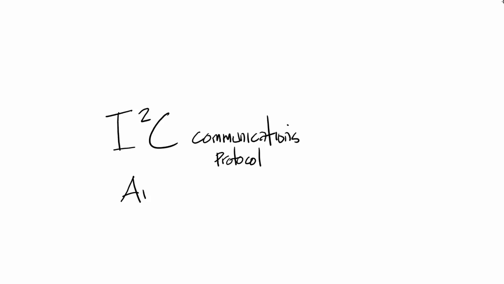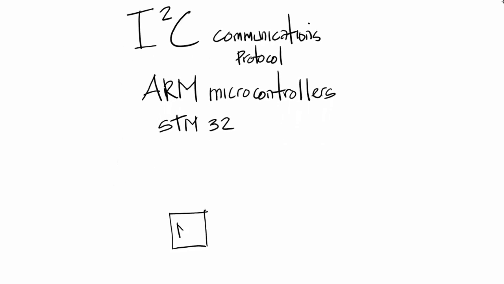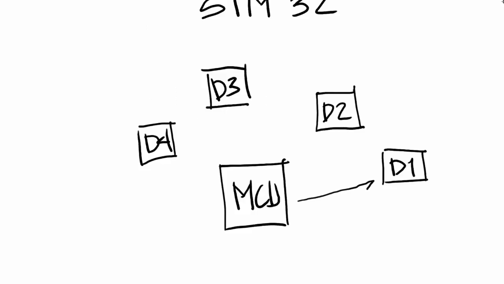In this video, I'm going to explain the I2C communications protocol as it relates to the ARM microcontrollers, specifically the STM32. The I2C communication protocol allows a microcontroller to communicate to many devices, specifically as many as 127 devices.